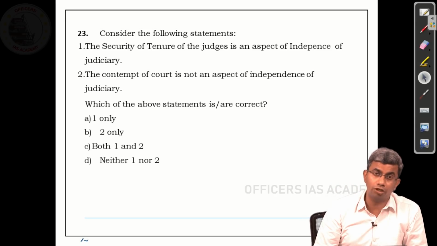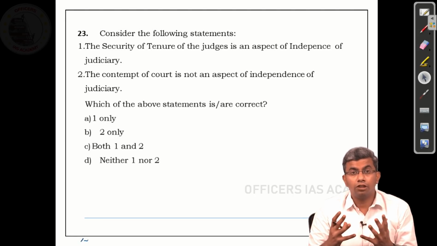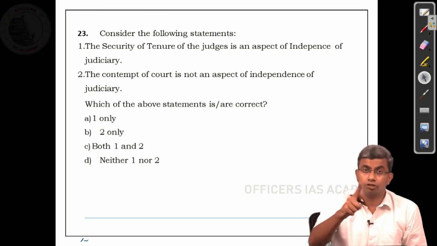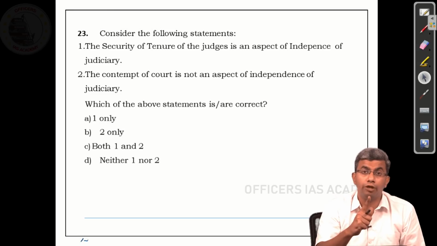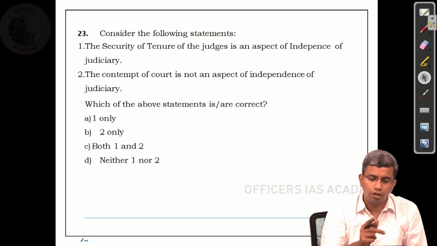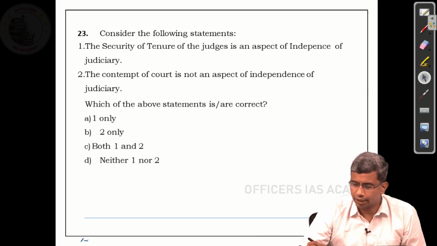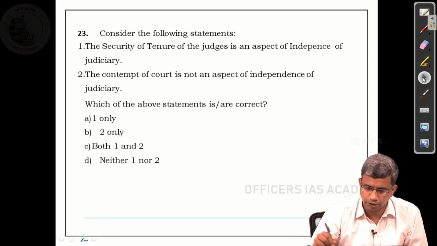And contempt of court is also to ensure that courts give so many judgments and people don't follow it. What is the authority that the court has to enforce it? It is through contempt proceedings it can ensure that its orders are enforced. So that is also to ensure that the independence of judiciary is maintained. So the second statement is wrong, the first statement is correct. So the correct answer is A only. Sorry, 1 only, which is A.